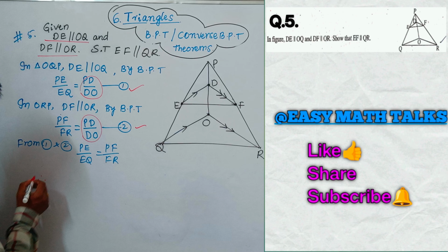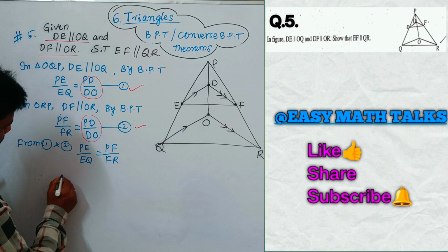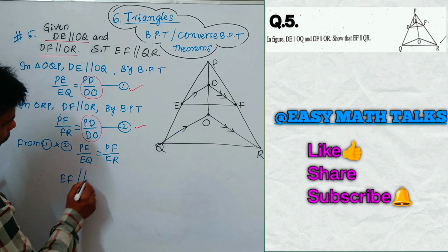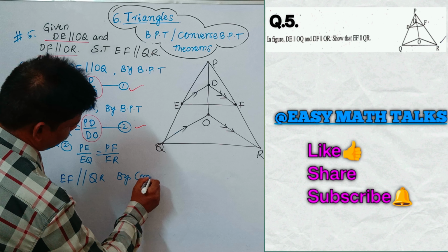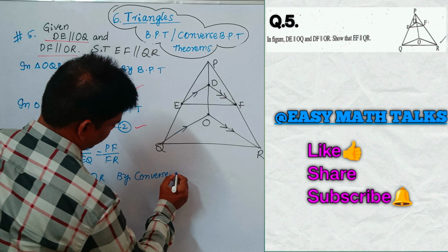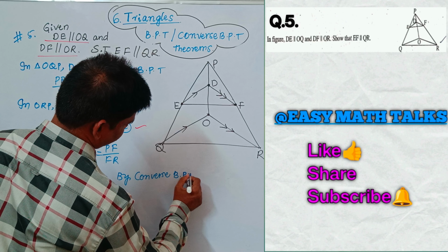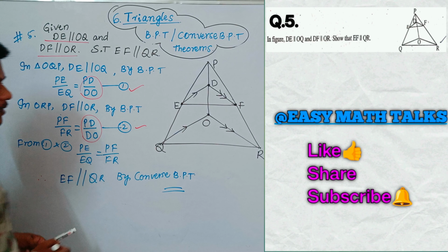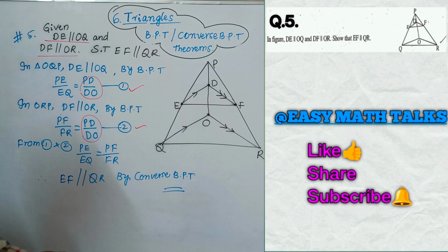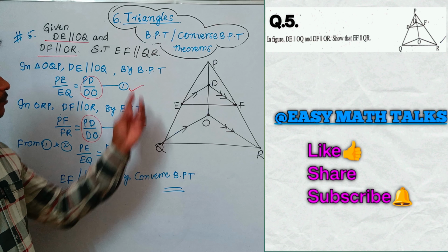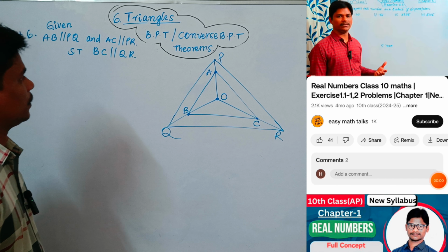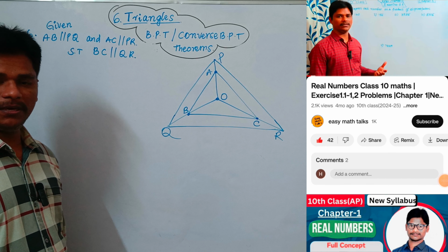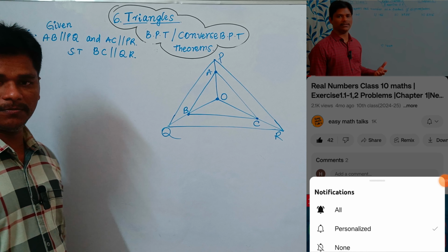Therefore, what you have to write: EF is parallel to QR by the converse BPT theorem. Okay. So this is about using the BPT and converse BPT theorems. See here, the next question, again using the BPT and converse basic proportionality theorem.